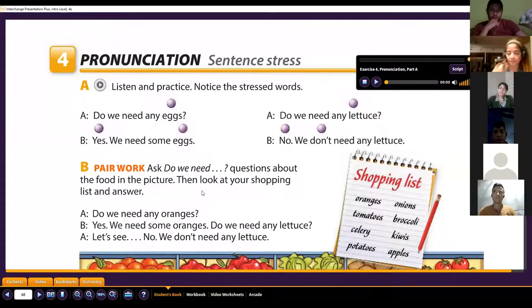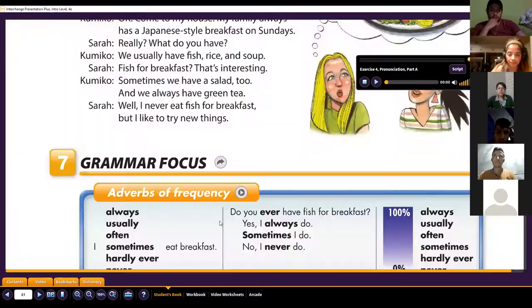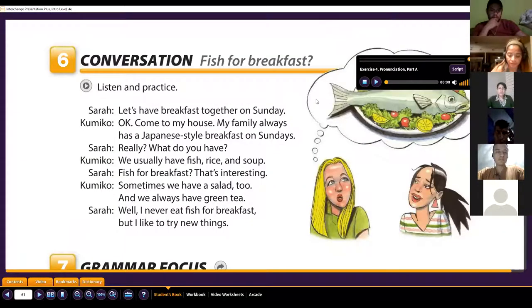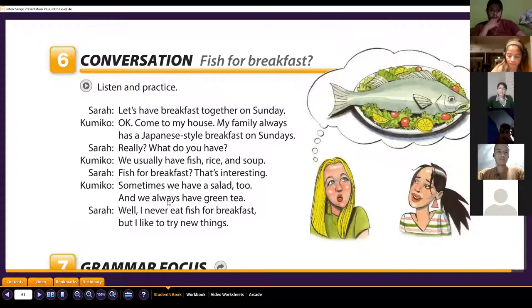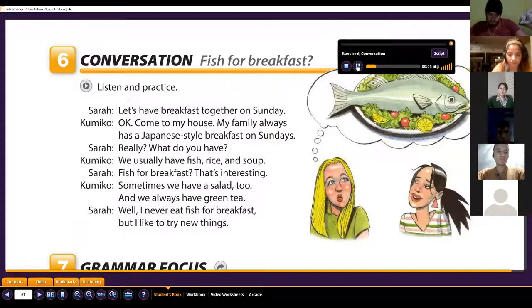Okay, right. That's perfect. And after that, you had a conversation. Let's listen to the conversation again, and then we're going to practice in groups. Page 61, exercise 6, conversation. Fish for breakfast? Okay, so that's the conversation. Remember the topic, fish for breakfast? That's kind of weird. So we're going to listen to the conversation, and I'm going to pause so that you can repeat after you hear.